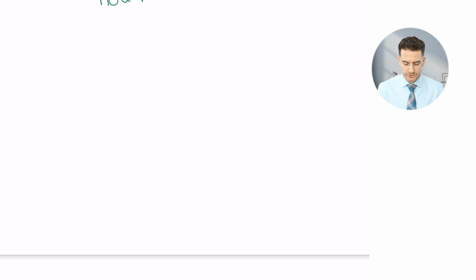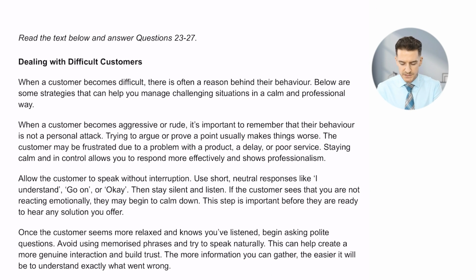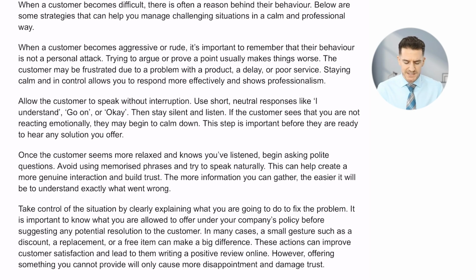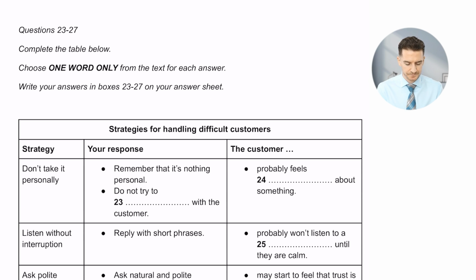Okay, we need to go down to the second section. And here it is right here. So let's get started. Read the text below and answer questions 23 to 27. Pretty simple. Here's the title, Dealing with Difficult Customers. So again, the text is related to the workplace. There's no real reason to skim this. It's pretty short, so let's go down to the questions now.